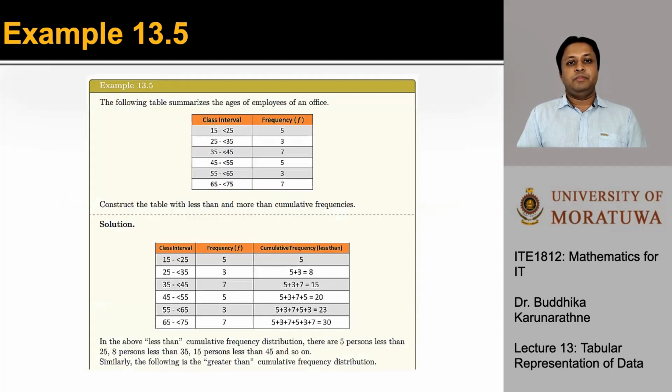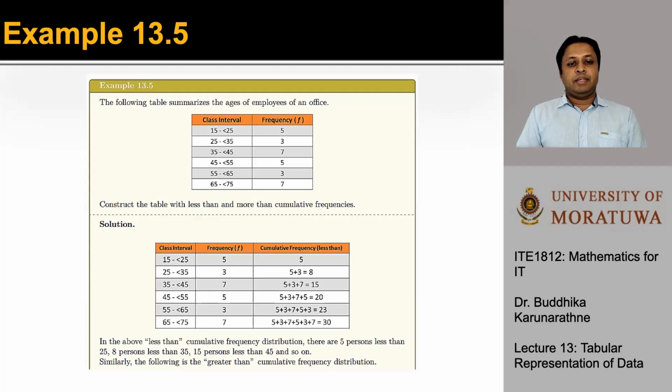Let's take an example. Here in this table, you are given a summary of ages of employees in an office. You have 6 classes, 15 to 25, 25 to 35, and so on, and the frequency for each class is given. You are required to construct the table with less than and more than cumulative frequencies.